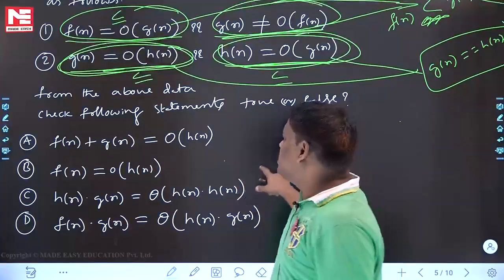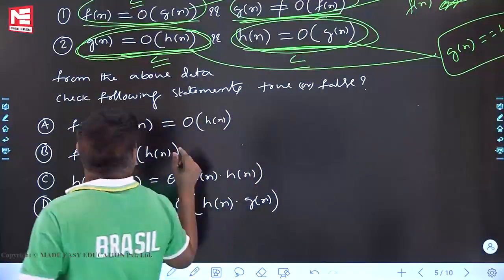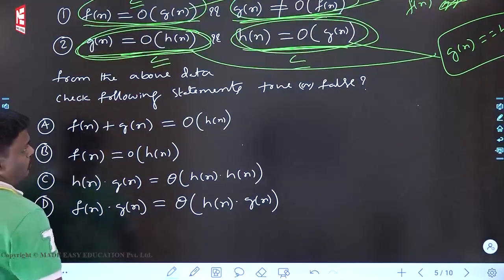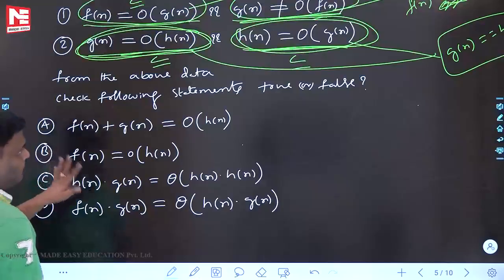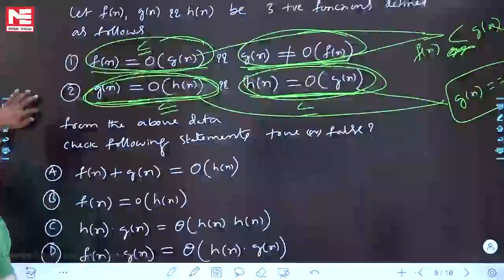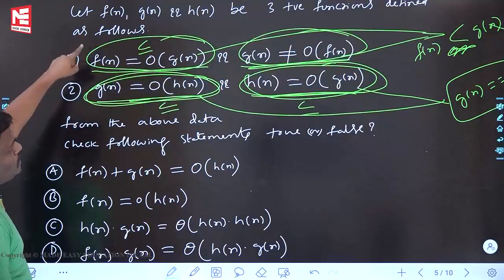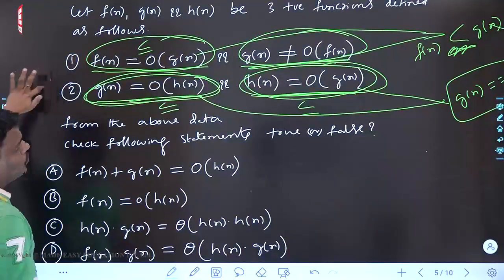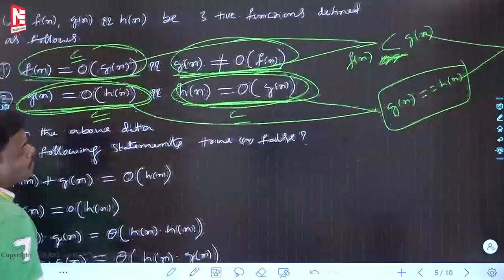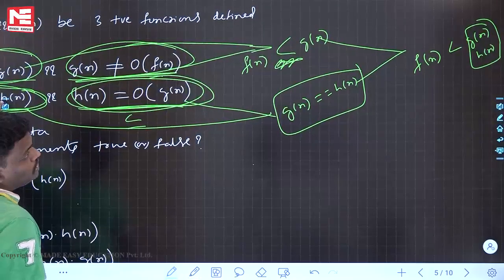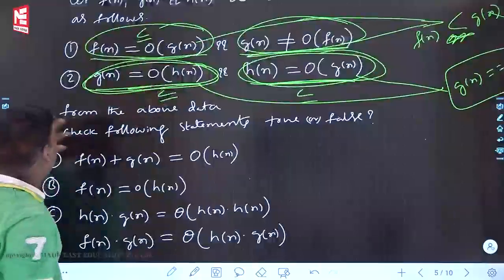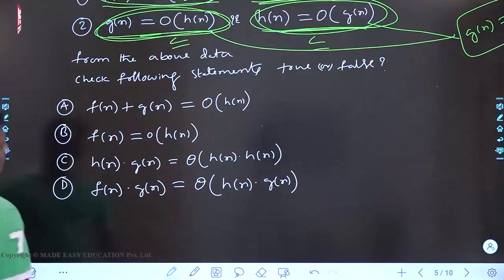From the above data, check whether the following statements are true or false. We have to verify. Given three functions f, g, h, out of these three, what is the relation? What is the relation between all these three? F of n is less than g of n, which is equal to h of n. This is the relation. Now check one by one.